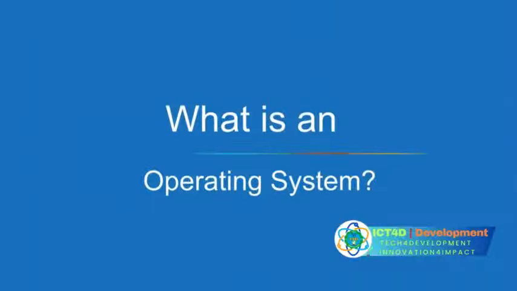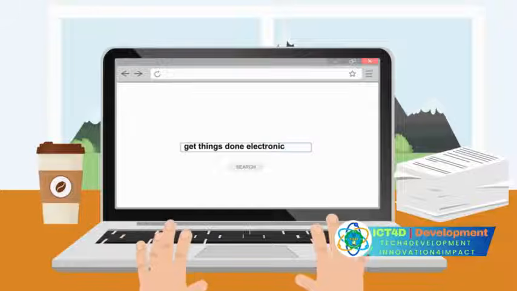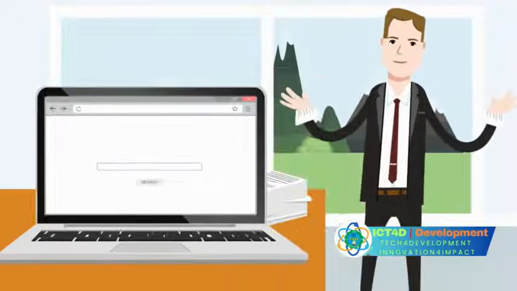What is an operating system? Computers are tools that allow us to get things done electronically. To use a computer for our tasks, we need to be able to tell the computer what we want it to do. Operating systems make this possible.